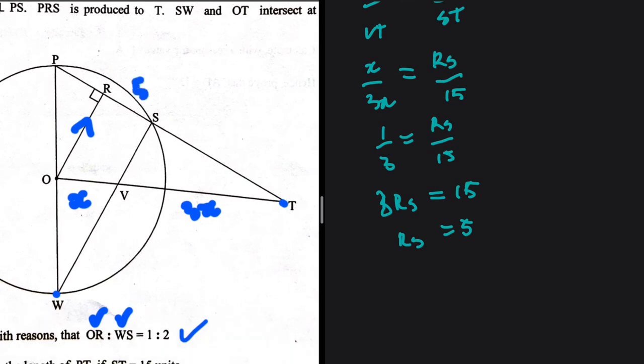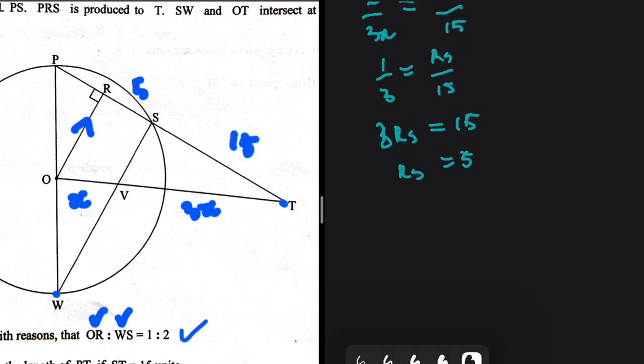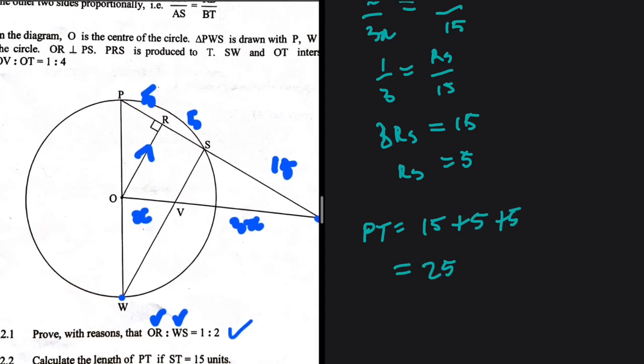ST is 15. So now we just need to find PR. We need to find the length of PR. We know that the distance from O to P is equal to the distance from O to W. So from R to S should be equal to the distance from R to P. So we also have 5 here. So PT is equal to 15 plus 5 plus 5, which is equal to 25. There we go. Question 10.